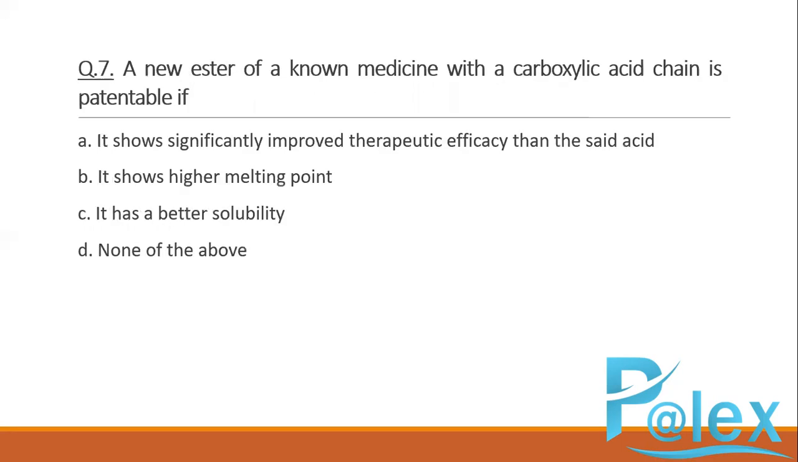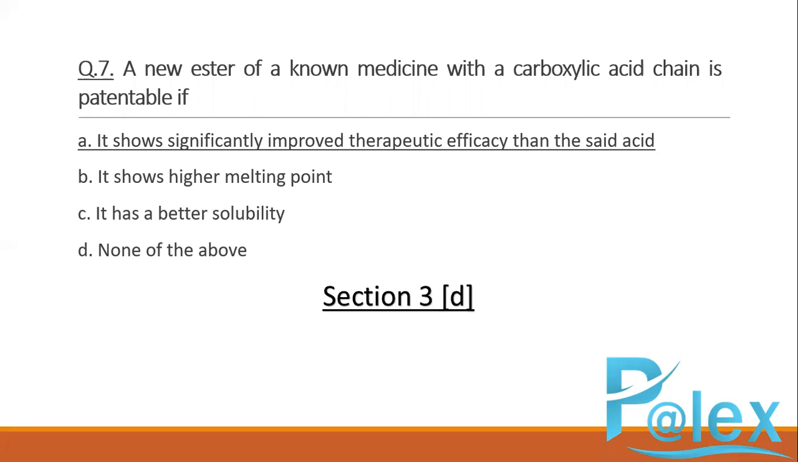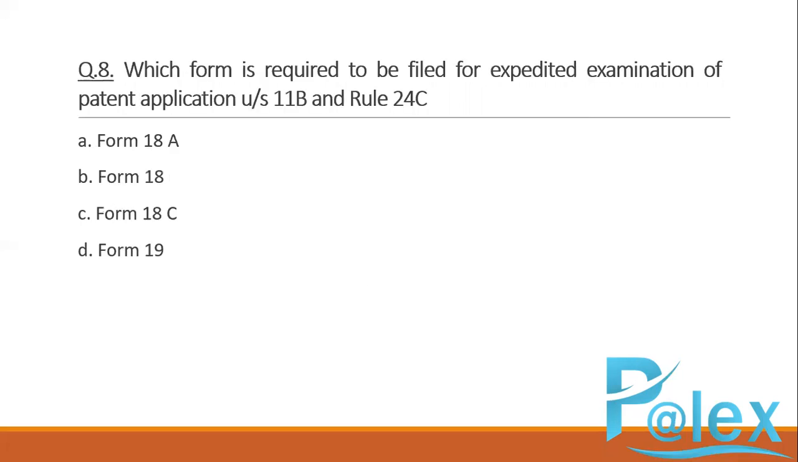Now, a new ester of a known medicine with a carboxylic acid chain is patentable if, now as per section 3D, if it shows significantly improved therapeutic efficacy than the said acid. This again refers to the Glivec case of Novartis versus Union of India, wherein Supreme Court pointed out that efficacy has to be read in view of therapeutic efficacy, basically.